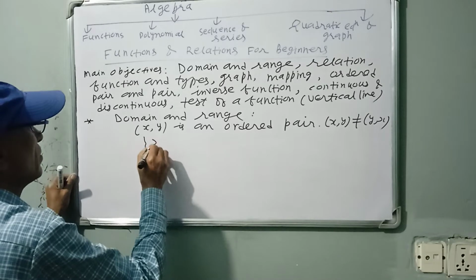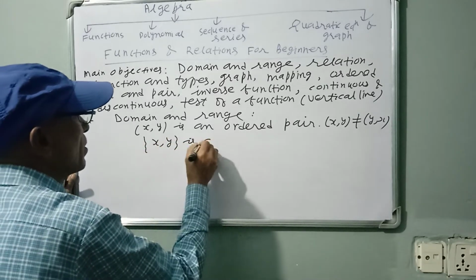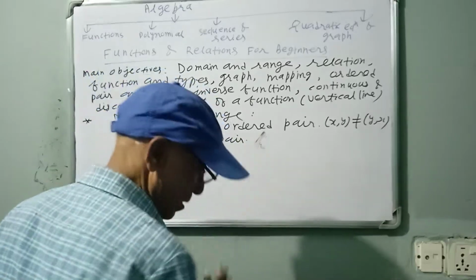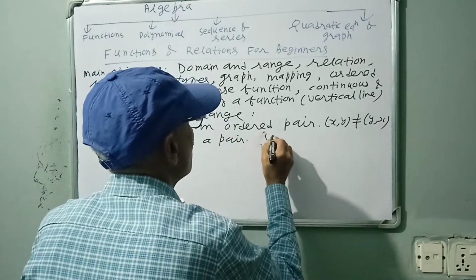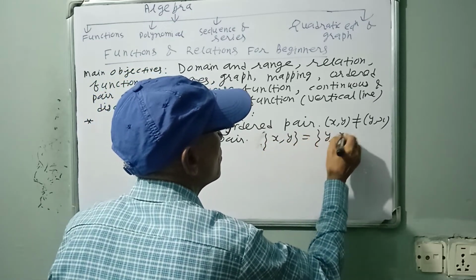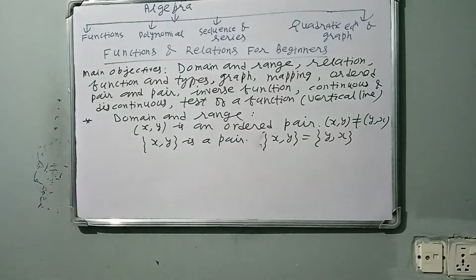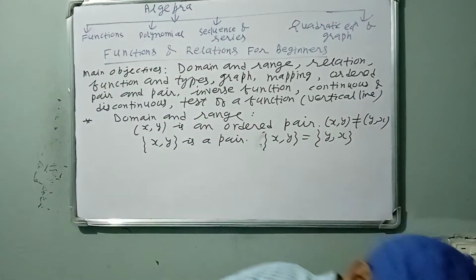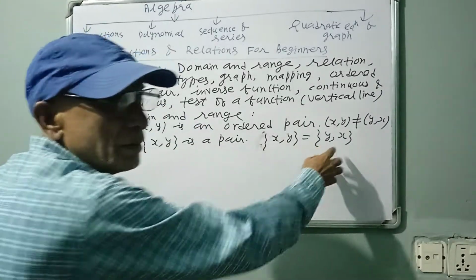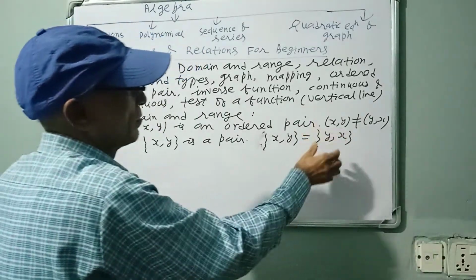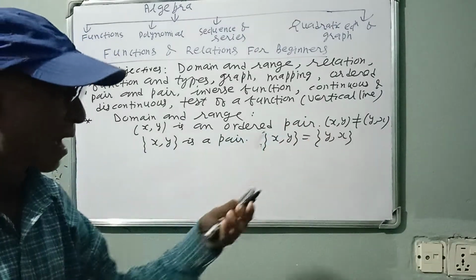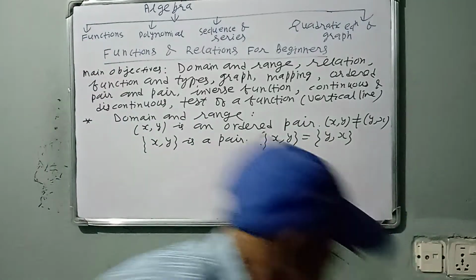But this one is a pair. Why? Because this xy can be written as yx. It is not an order pair. It is only a pair enclosed within curly bracket, while an order pair is enclosed by a small bracket.